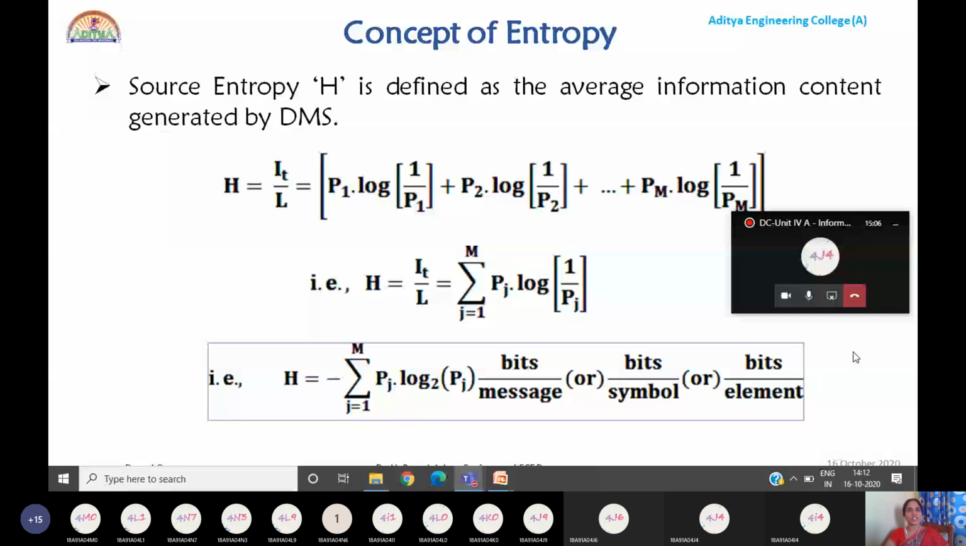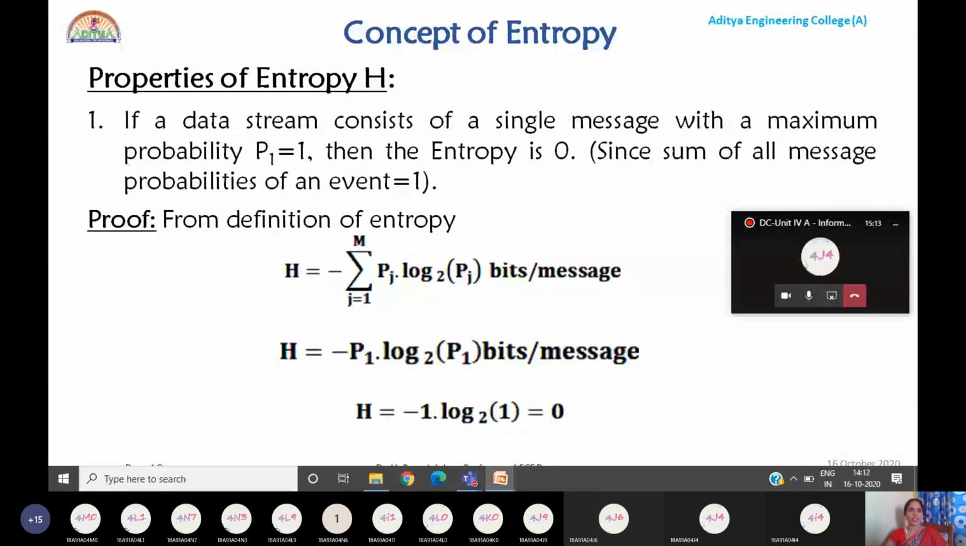In the last class we discussed the properties of entropy, and out of that the first property is: if a data stream consists of a single message with maximum probability, P1 equal to 1, then the entropy is 0. Because if a data stream consists of only one message, then the M value will be 1. So it will be minus only one message exists, so P1 log P1 base 2.